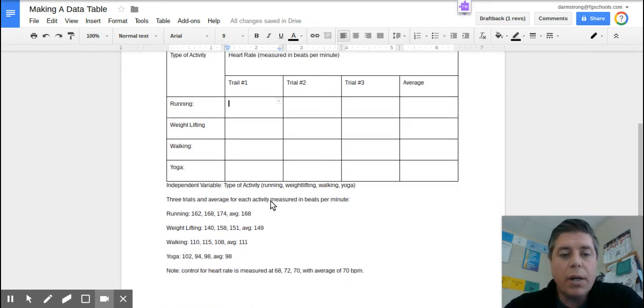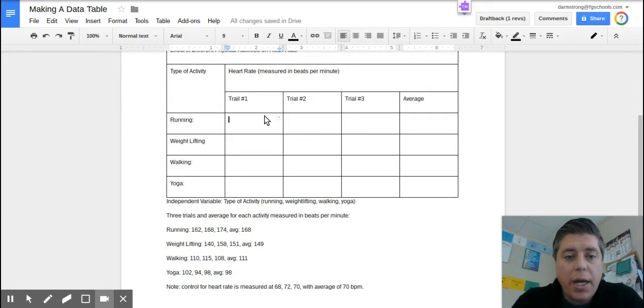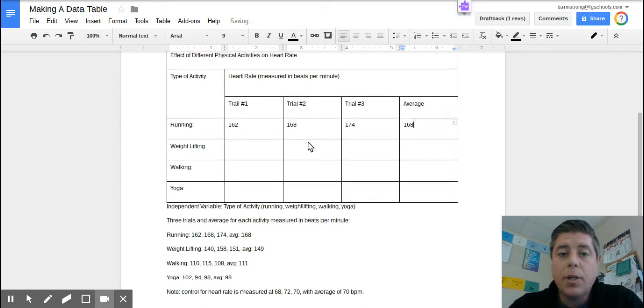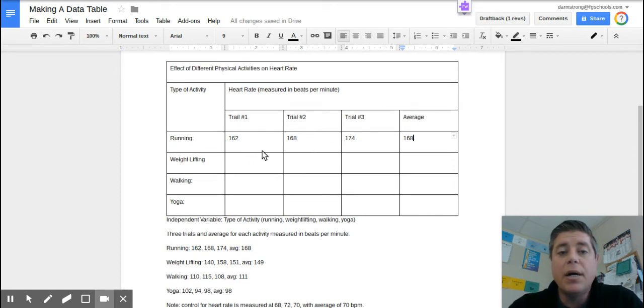So now we're going to plug in some information. All right. So running, my first heart rate was 162 beats per minute. Then I had 168. I had 174, and my calculations have given that an average of 168. Okay. Now, again, I don't have to add beats per minute here. In my table, I could do BPM, but I also have identified that up top.